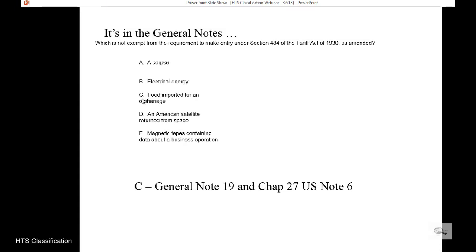Here's an actual question taken from a previous customs broker license examination. The answer is found in 2 locations of the tariff. Choices A, B, D, and E do not require a customs entry. The electrical energy is further defined in Chapter 27, Note 6. Just because food is imported for a notable effort doesn't exempt the need to still make entry. Because of the end use, the classification could very well be duty-free.